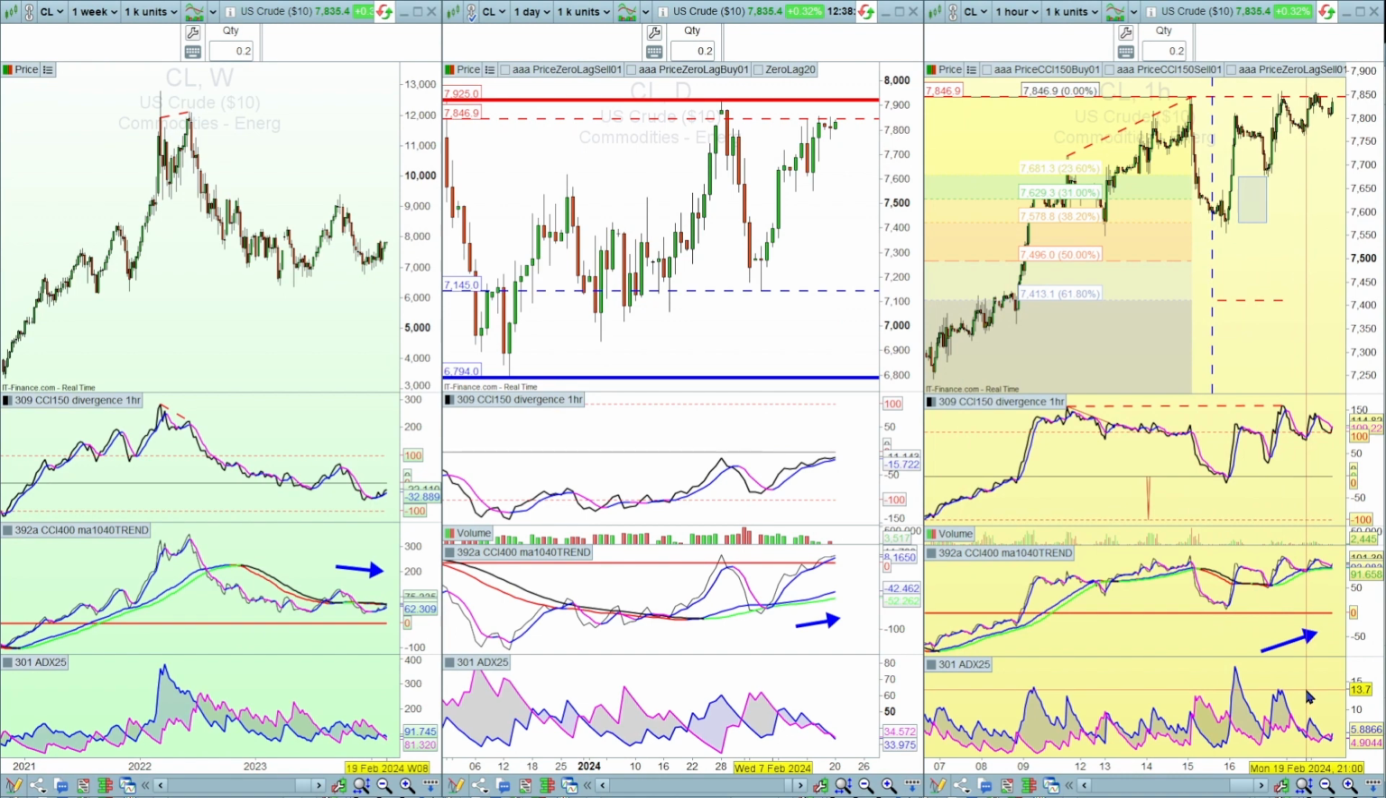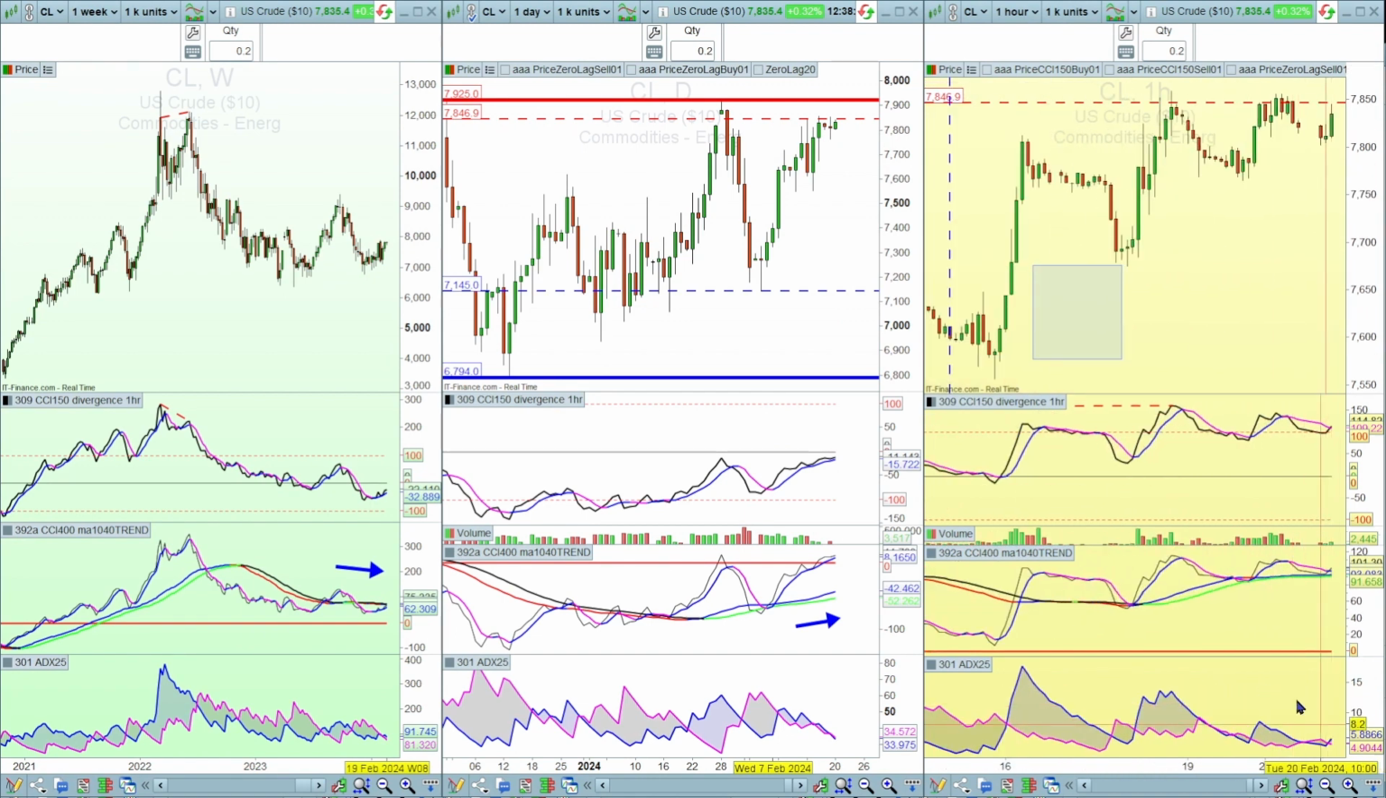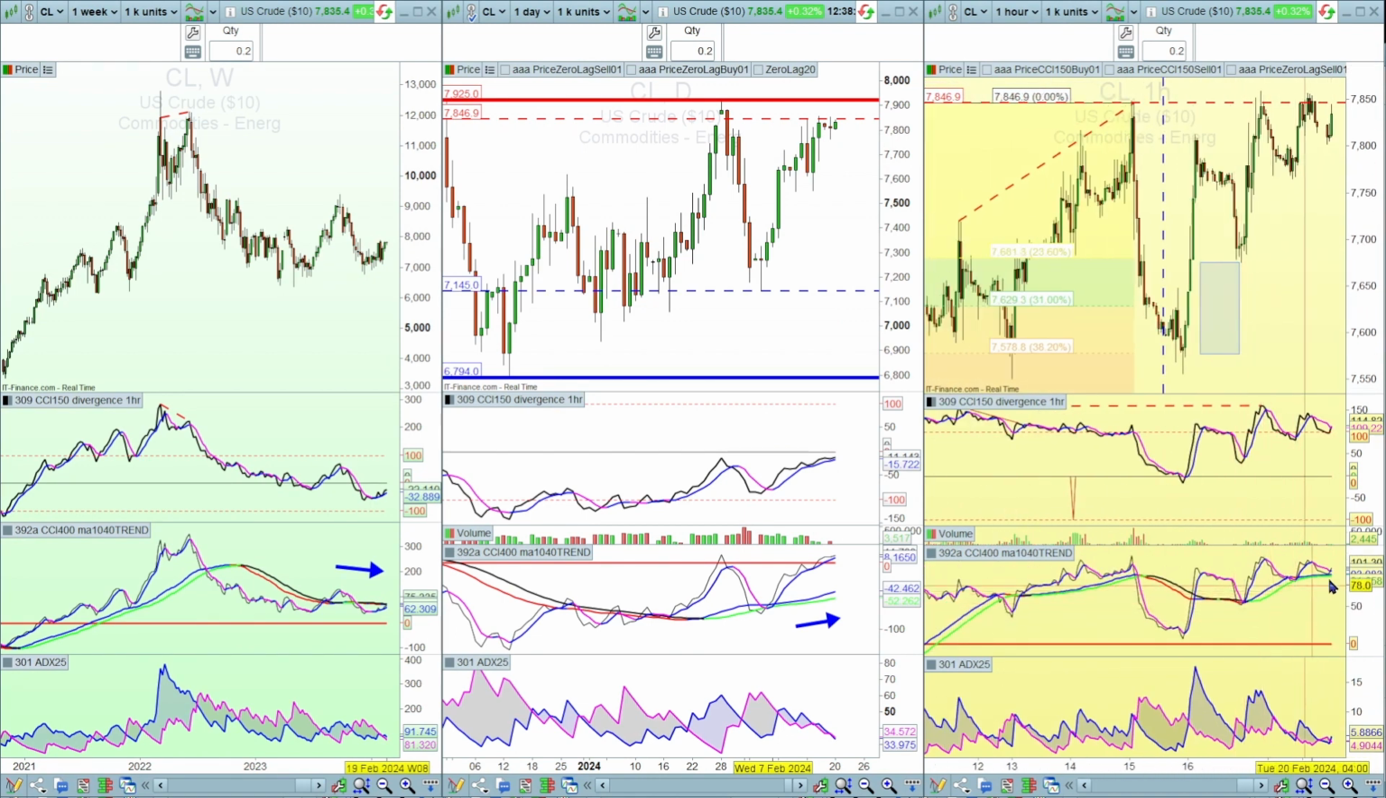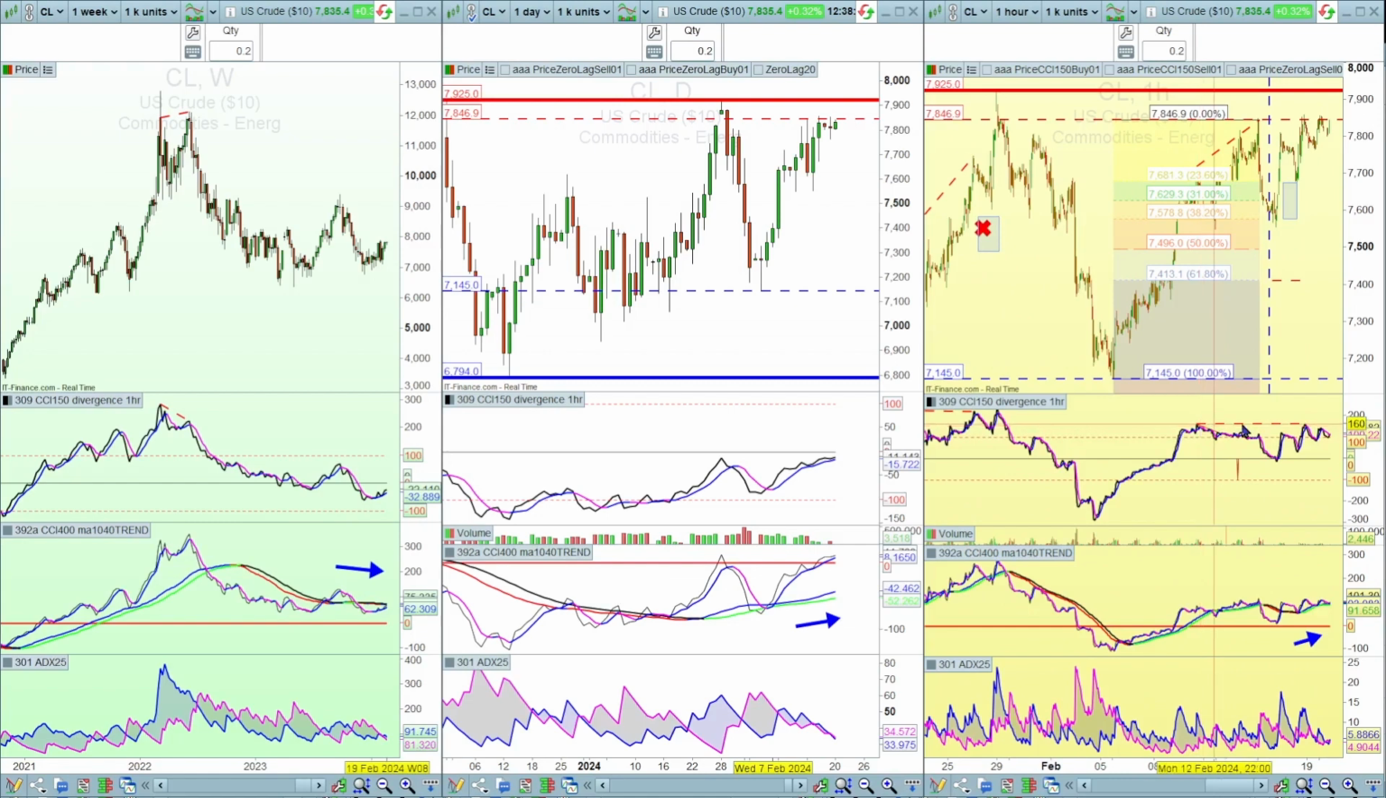On the hourly, fresh bullish breakout. We've got a CCI 400 also bullish, making further up movements, and the CCI 150 is showing a double top, which indicates a potential bearish divergence versus that increasing price. So that divergence may play out, which means we may see a break to the downside.